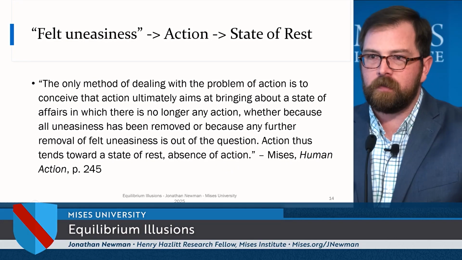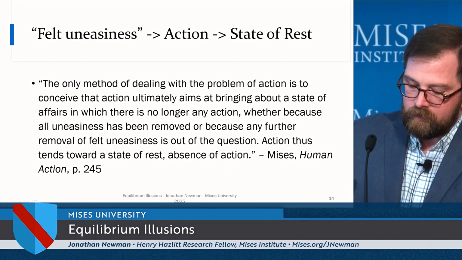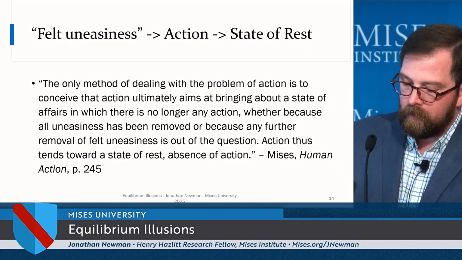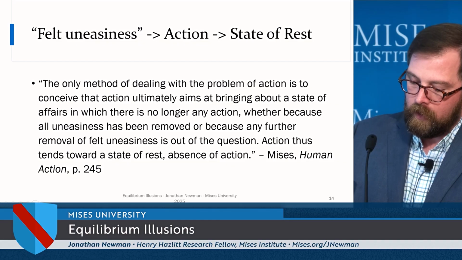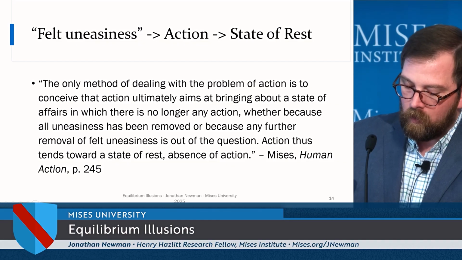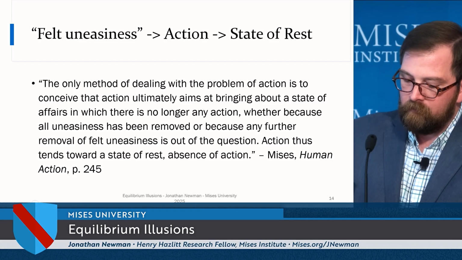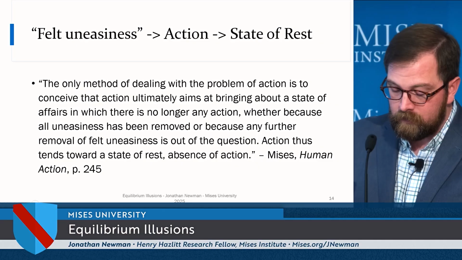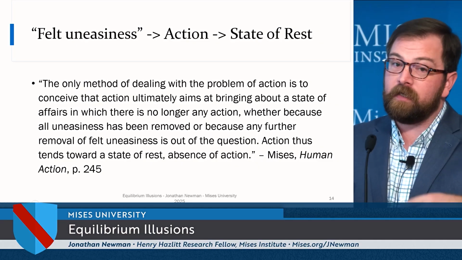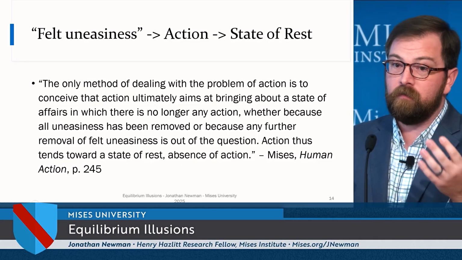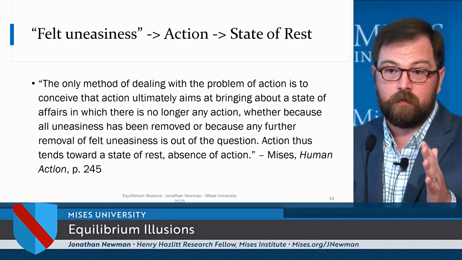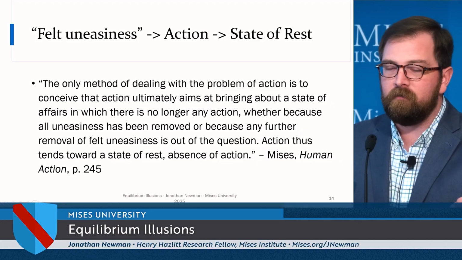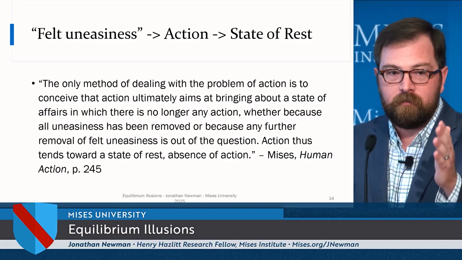Okay, so what does Mises say about this first kind of state of rest? He says the only method of dealing with the problem of action is to conceive that action ultimately aims at bringing about a state of affairs in which there is no longer any action, whether because all uneasiness has been removed or because any further removal of felt uneasiness is out of the question. Action thus tends toward a state of rest, the absence of action. So by acting, you're aiming for this state in which you don't need to act anymore. So this is sort of like the tendency. Of course, this ultimate state of no action never occurs, but it's what we're aiming towards.